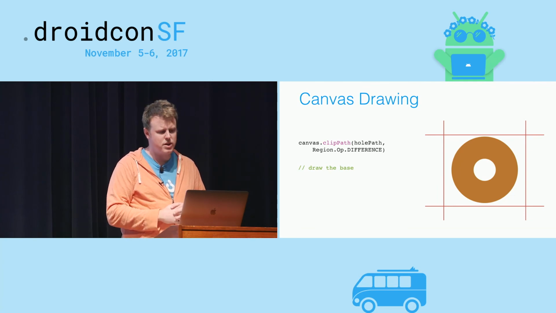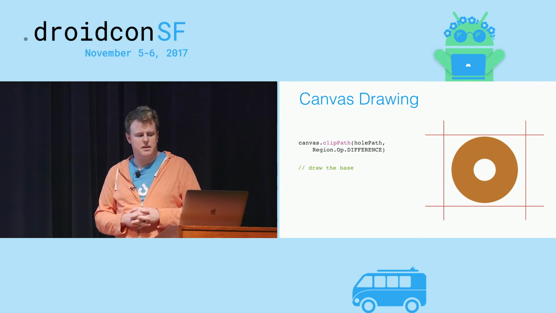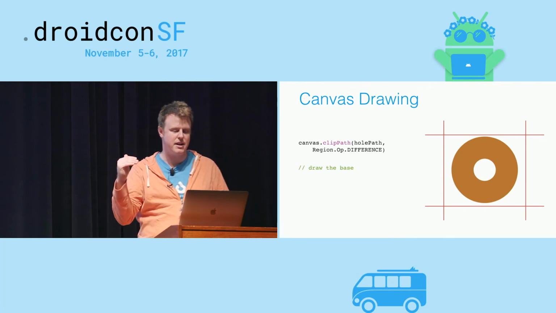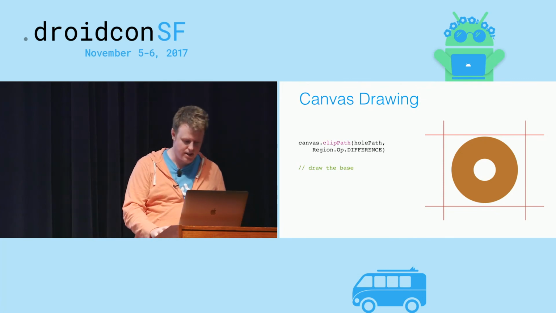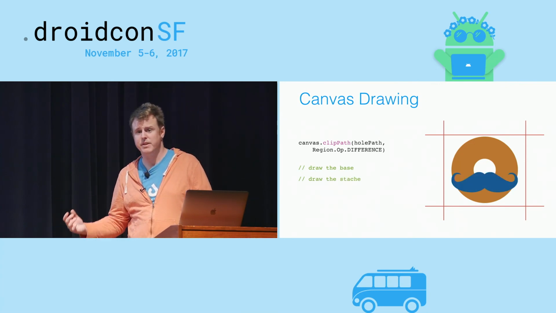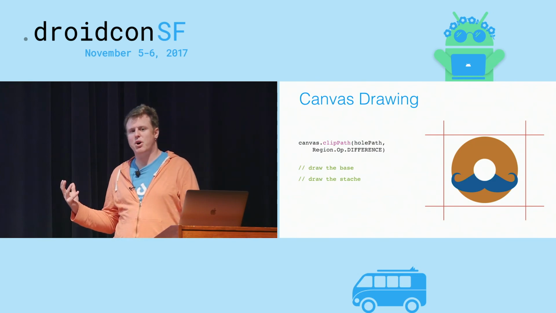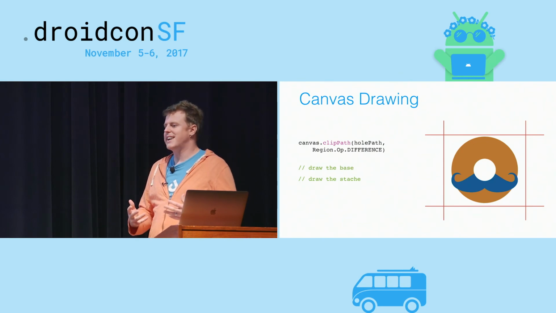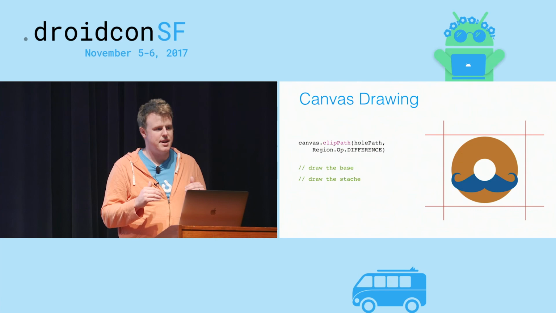So one of the things to keep in mind about this clip path is that since we clipped the canvas, every draw operation after that clipping is now going to be clipped, right? So let's say we want to class this donut up a little by adding a mustache, all right? Right now, if we do that, since we clipped, we're actually going to clip off the top of the mustache. So it doesn't look terrible, but it's not ideal. So what we need is a way to restore the canvas to its previous state before we clipped it.